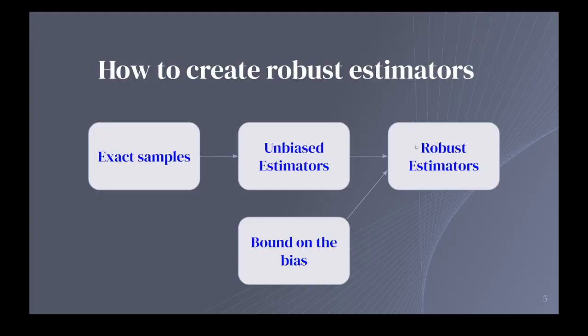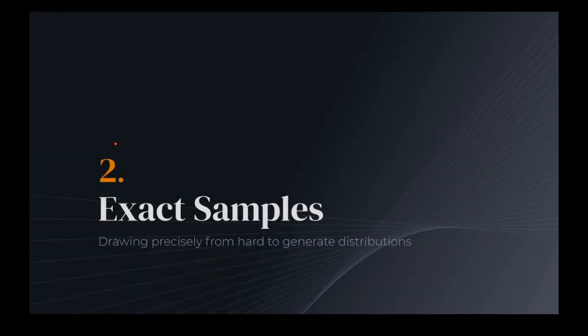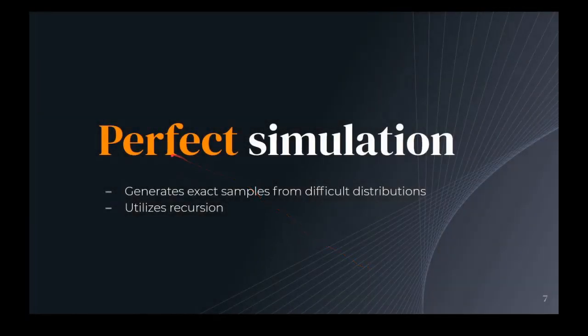Now, in order to create these robust estimators, there are generally speaking two ways of doing it. One is to find estimators that have a bound on the bias, and the other way is to work with unbiased estimators. Now, if you're going to work with unbiased estimators, you tend to need exact samples from difficult distributions. By an exact sample, I mean drawing exactly from a hard-to-generate distribution.